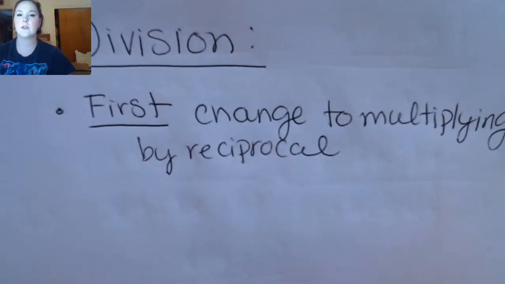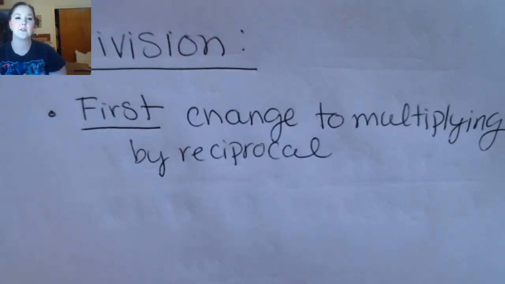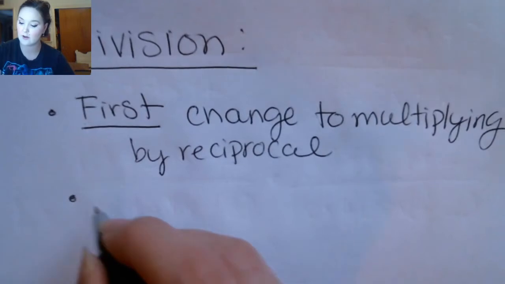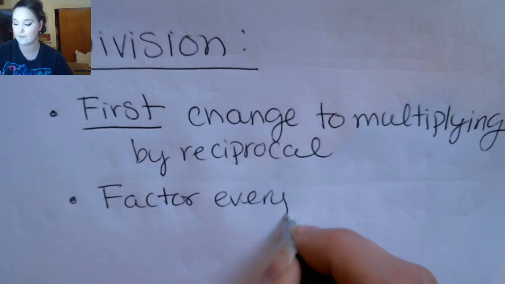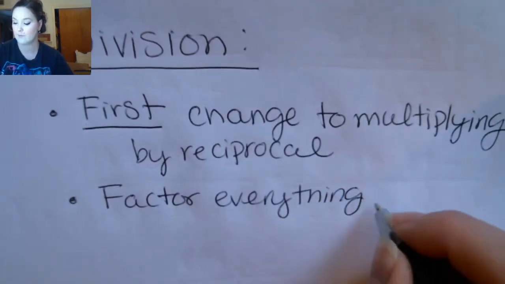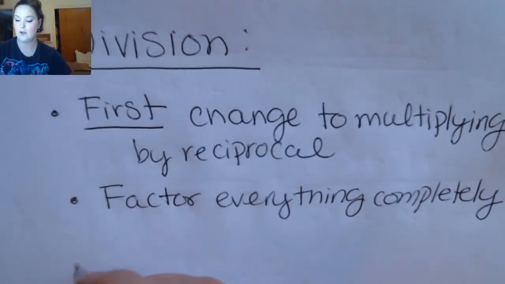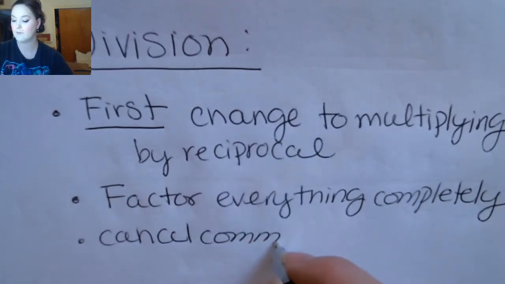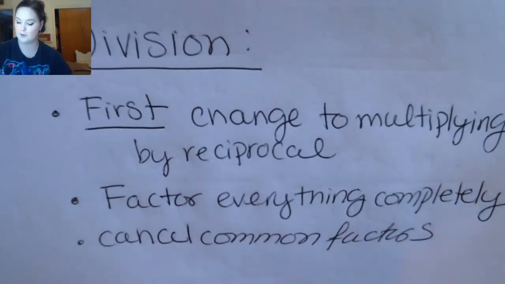Now, the reason you want to do that first is because if you don't, a lot of times people end up canceling things that don't really cancel, or they don't see anything that cancels when they should. So it just makes sense to do this one first. Then you're going to do the same steps as multiplication. You're going to factor everything, cancel common factors, and multiply straight across.